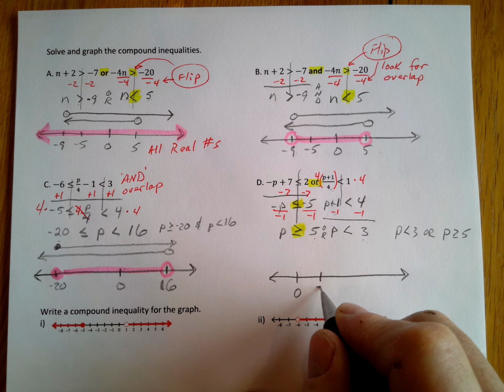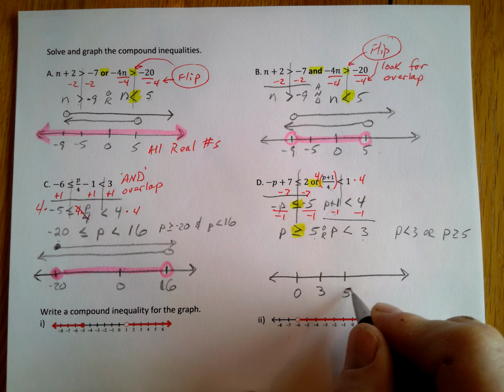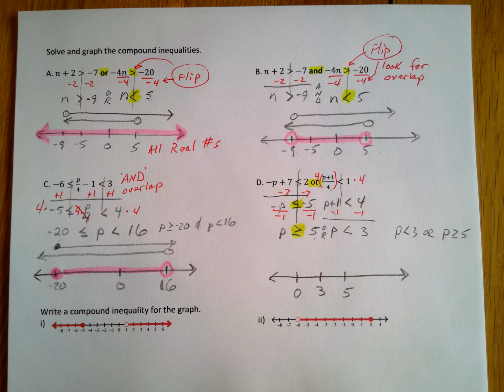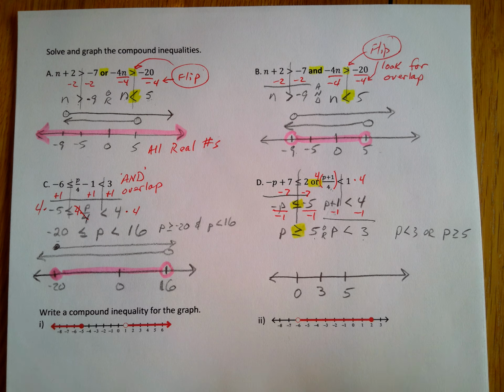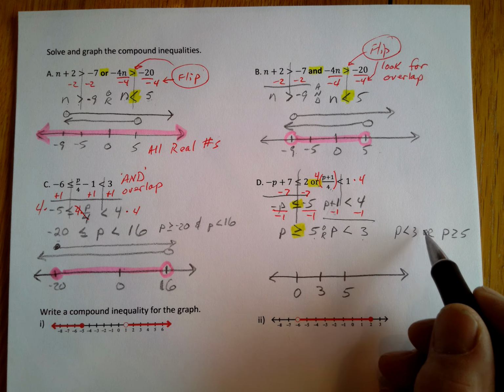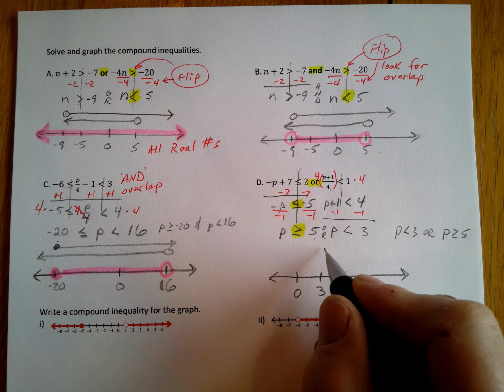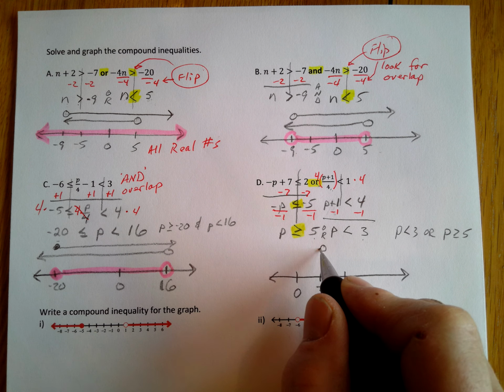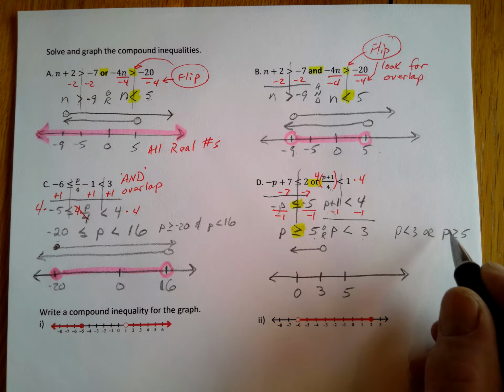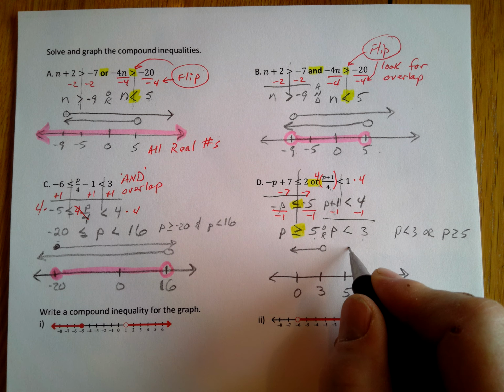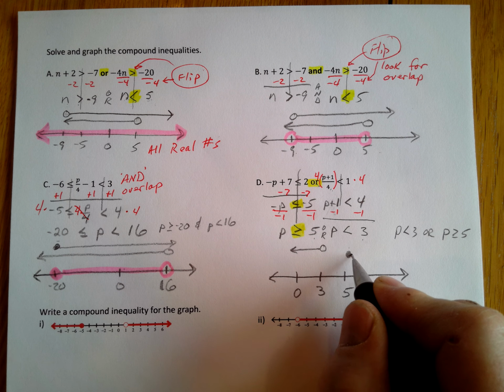This is going to be 3, and this is going to be 5. Just because we've been doing it this way, let's continue. How do I graph just that? Above the line would be an open circle, and to the left. How do I graph just that? It would be a closed circle, and to the right.